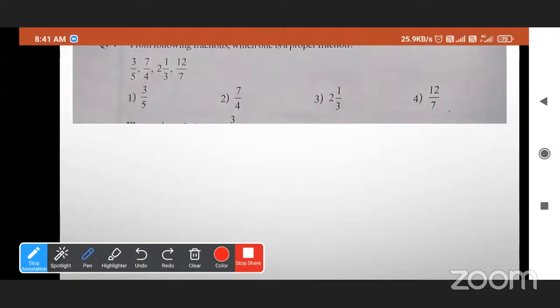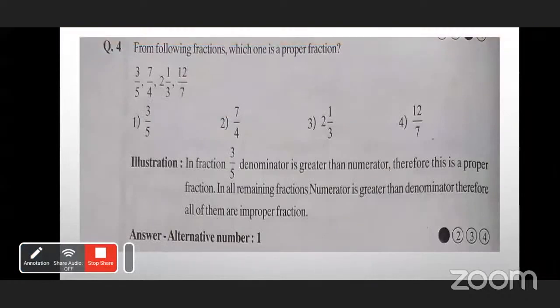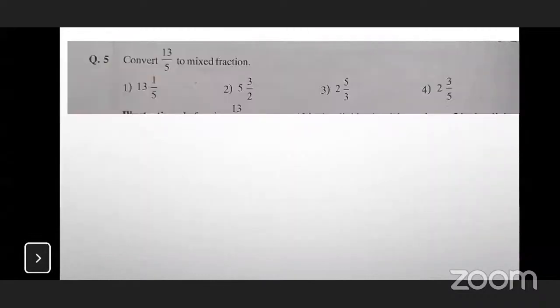3 upon 5. Why? Because the numerator is smaller than 5. Very good, this is the correct answer. See here, in 3 upon 5 the denominator is greater than the numerator. Very good. The first one is the correct answer.